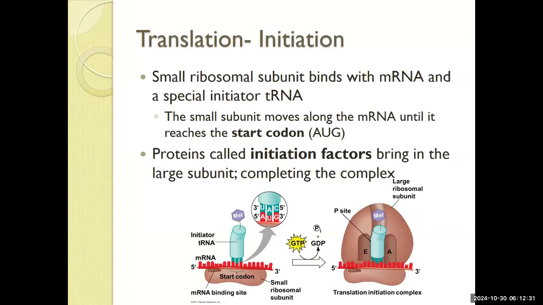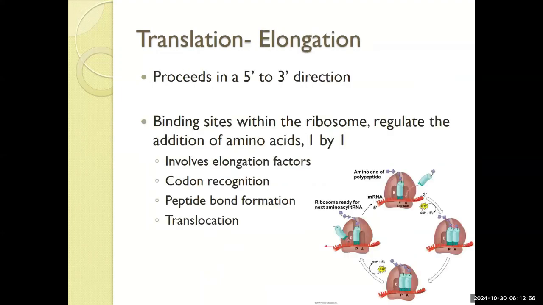Translation begins when the small ribosome subunit and its special initiating tRNA find a start codon, a special unique nucleotide sequence of AUG. Once they sandwich, additional proteins called initiation factors will help bring the large subunit to complete this complex. During elongation, the process proceeds in a 5' to 3' direction.